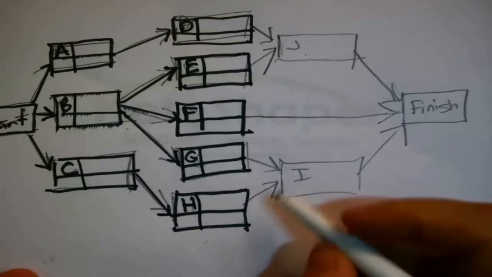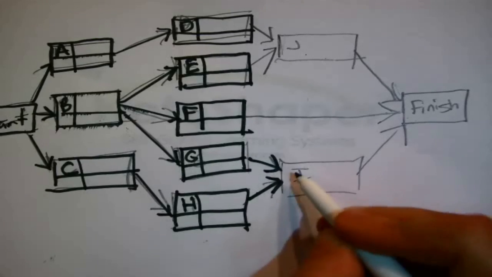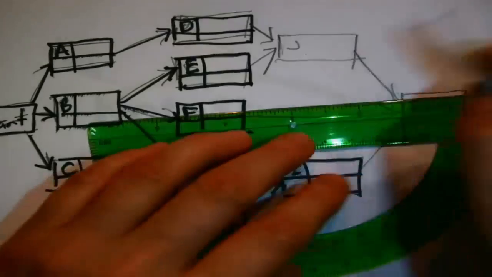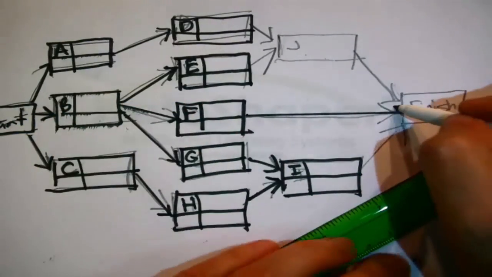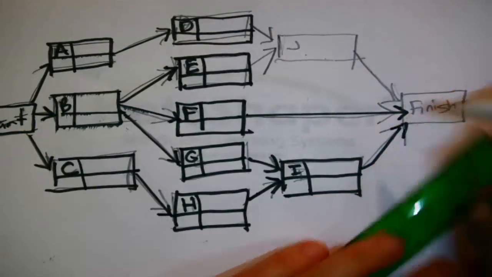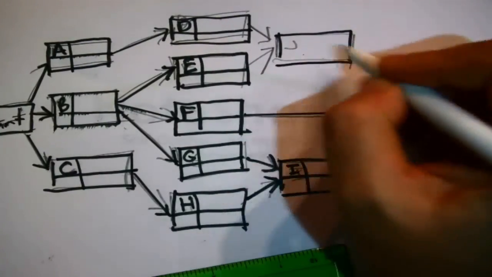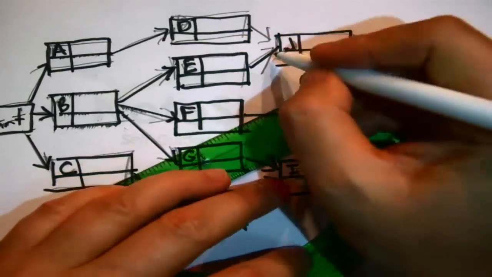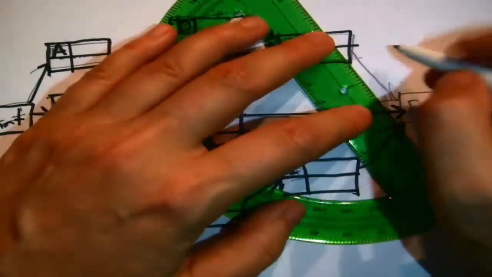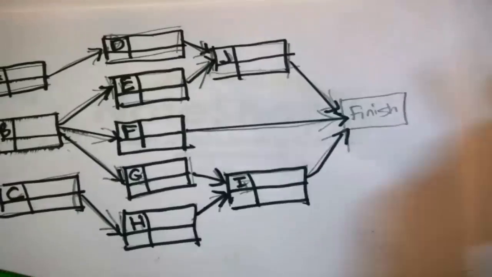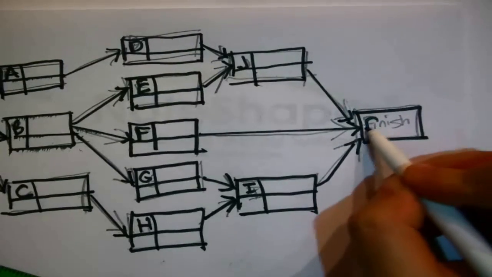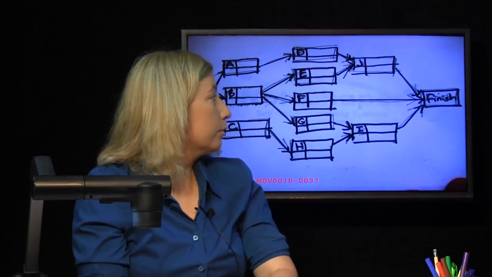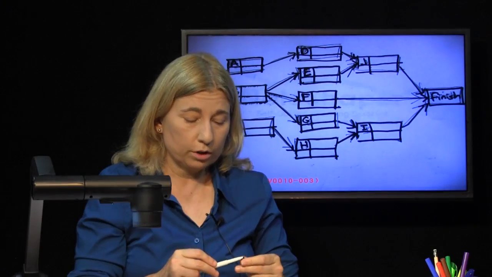Almost there. Inking it in. Got a long arrow here that connects F to the finish versus I to the finish versus J. Oops. Better ink those in. And let me make the finish a little bolder. All right, now we're actually all set to work the CP/M problem.